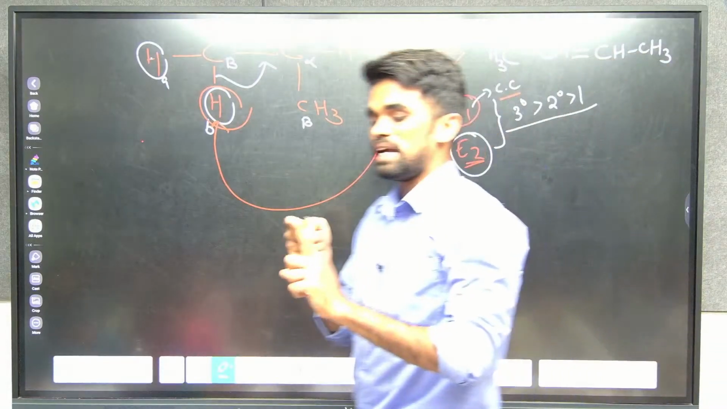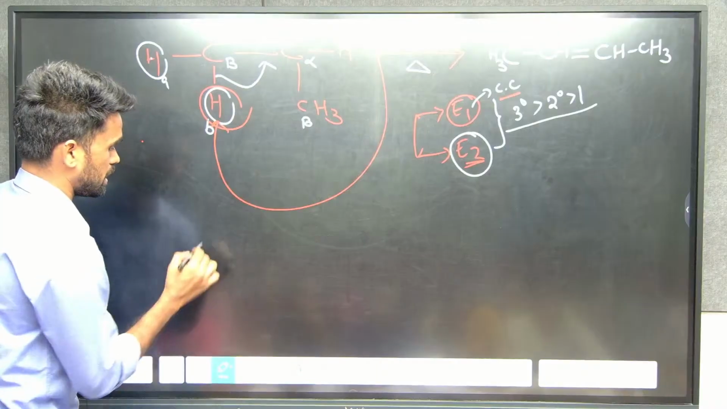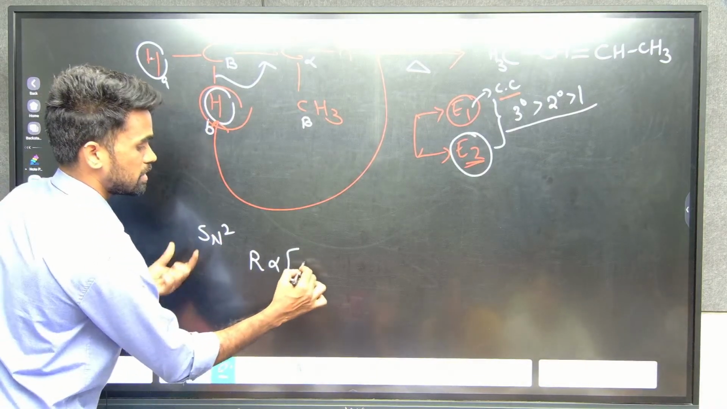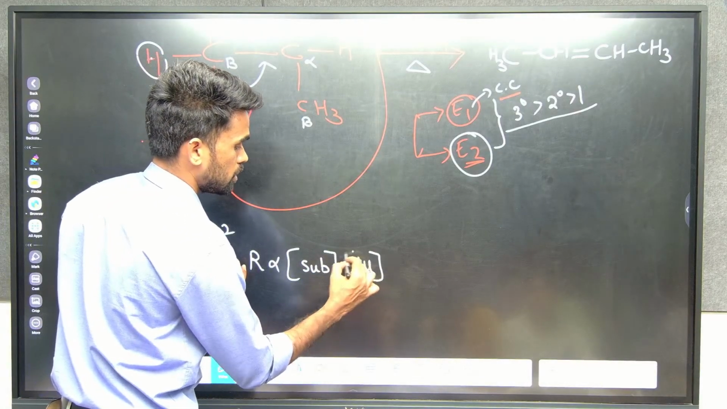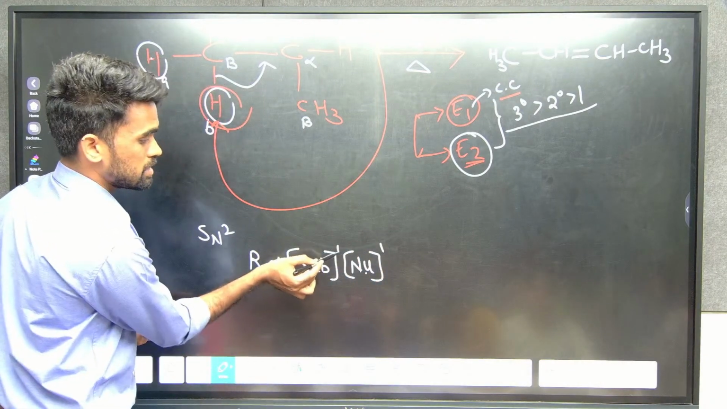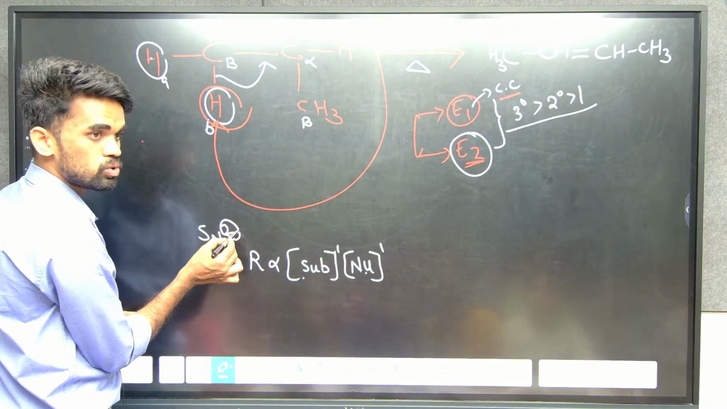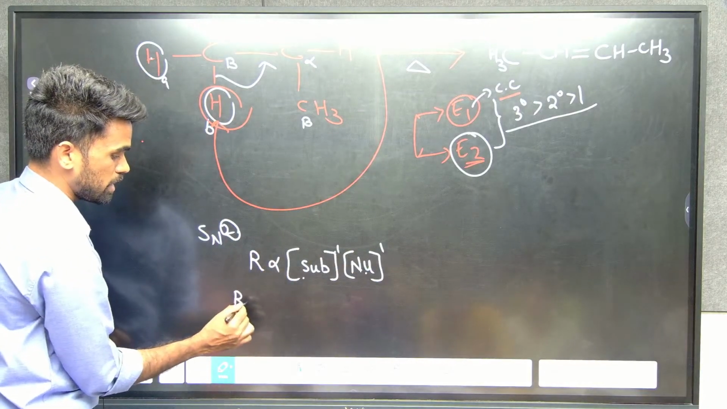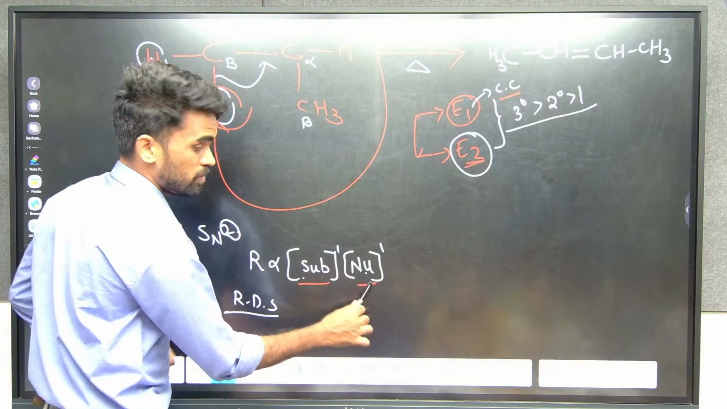Next one. See, I am saying multi-step, single step. Whenever I say SN2 reaction, the rate of reaction depends on the substrate as well as the nucleophile, because both of them are involved in the transition state. So that's 1 and 1, total 2. That's why you write 2 here. 2 means bimolecular nucleophilic substitution. In the rate determining step, how many particles are involved? One substrate, one nucleophile.